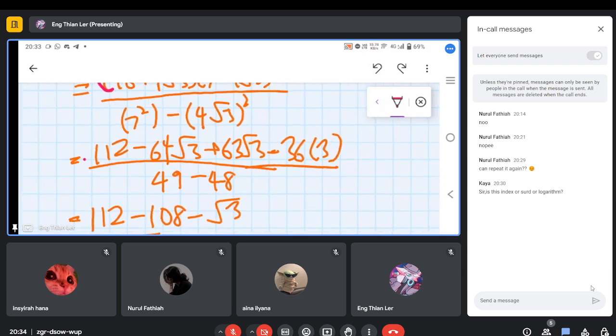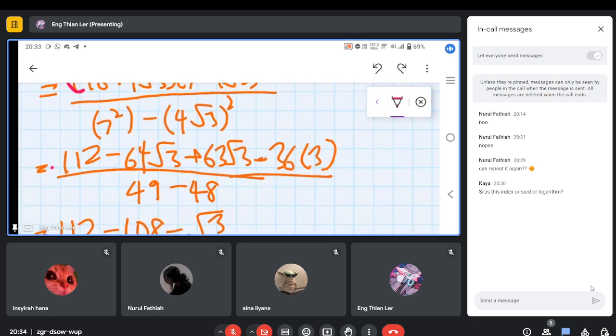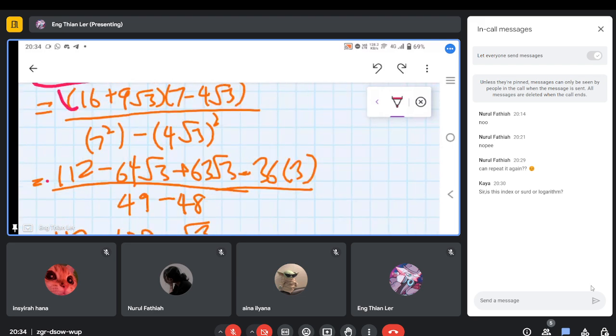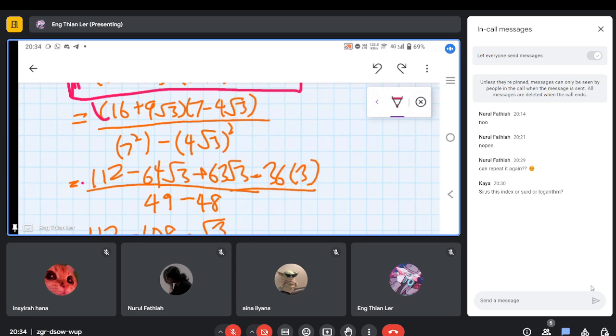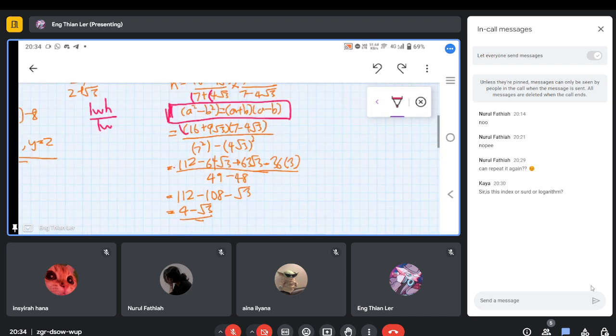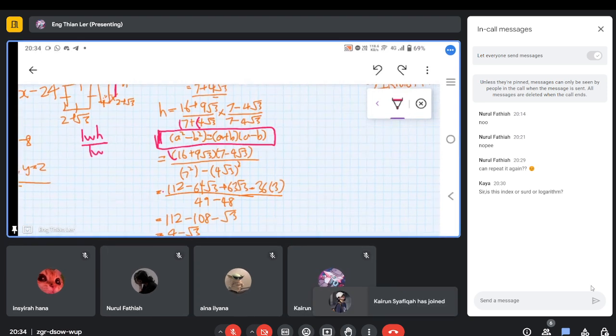Because 64 plus 63 cancel out, equal to this negative square root of 3. And then simplify, we will get this. So any question? Cool. Any question? You understand now?